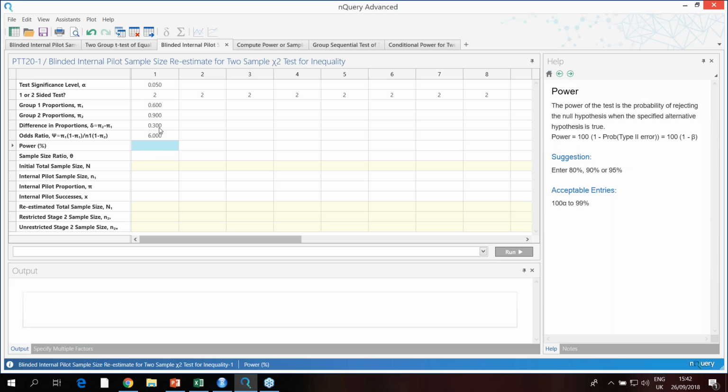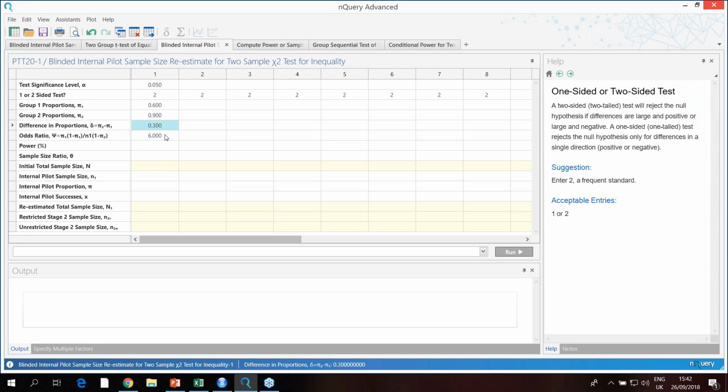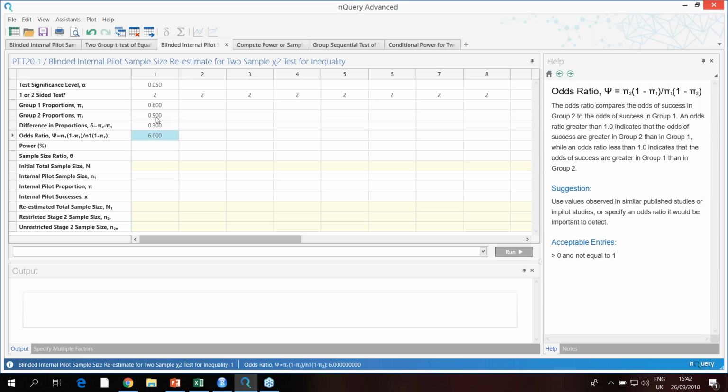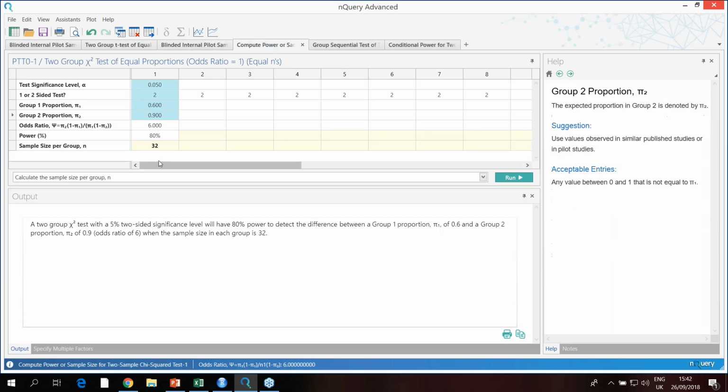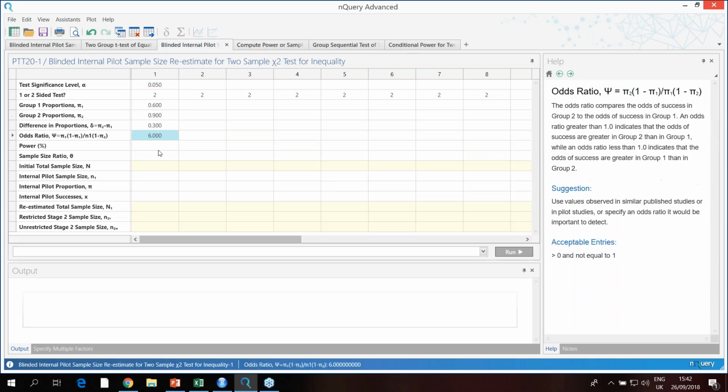And you can see here we have the difference in proportions and odds ratio, just because the method put forward by Frieda and Kaiser in this case uses the difference in proportions, but the odds ratio is useful information and is inherited from the PTT0 table that we use as our standard. So the solvers being used are inherited from this table.